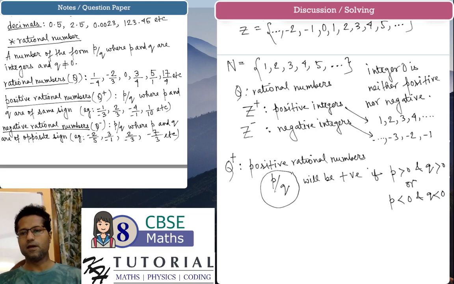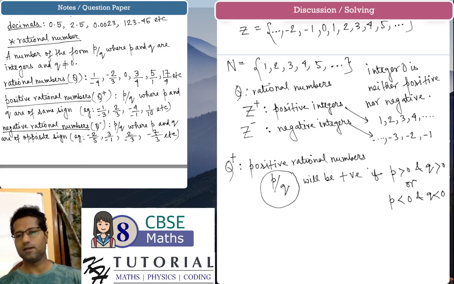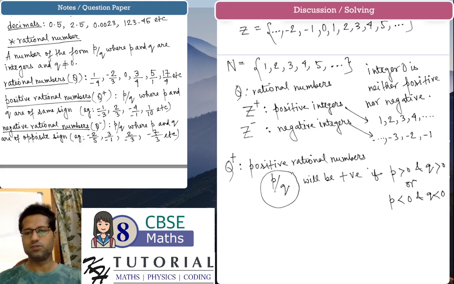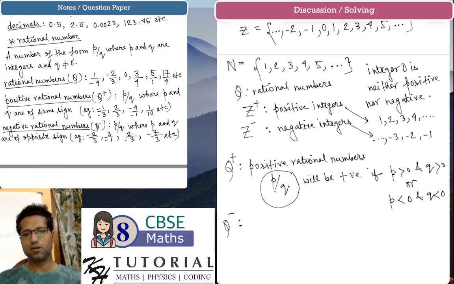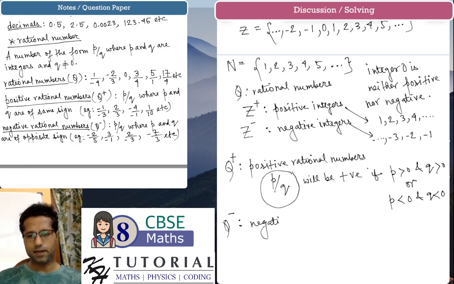You can consider it another way: if both P and Q have the same sign. By sign I mean positive or negative. When P and Q both are positive or both are negative, it means that they both have the same sign. So if P and Q have the same sign, the rational number P by Q will be positive. Similarly, we have negative rational numbers, which are denoted by the letter Q minus.